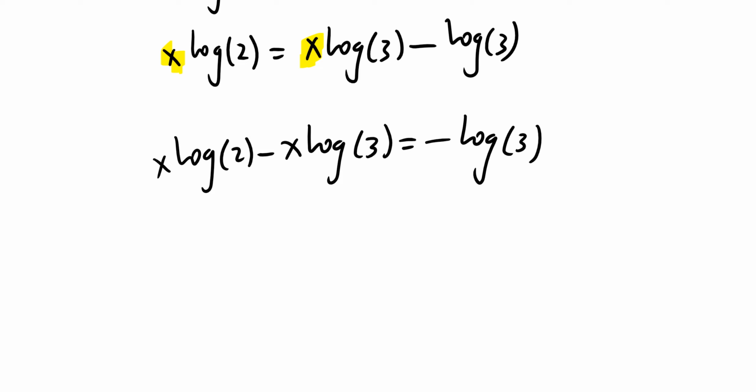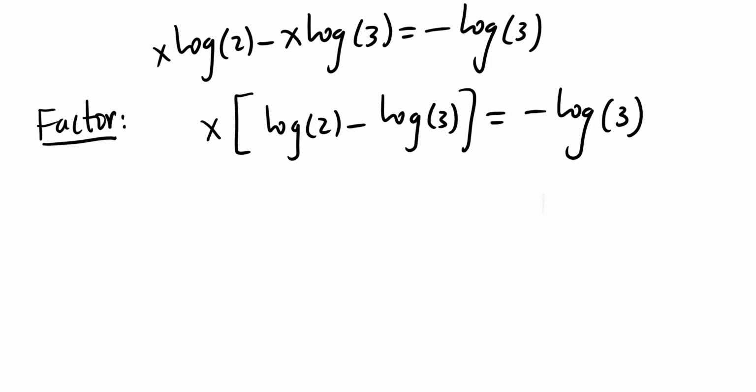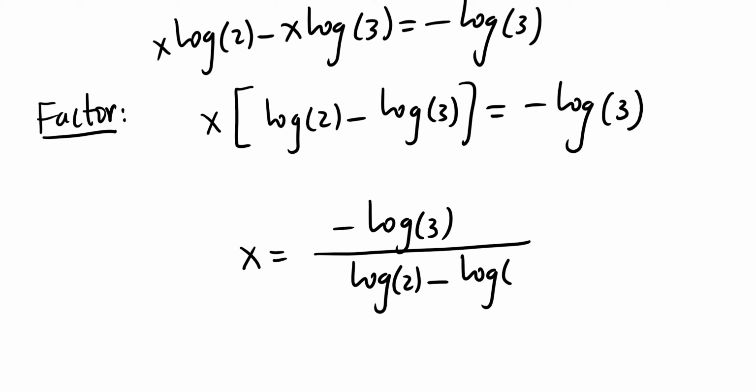By doing so, now we're going to factor. We factor x out. That will leave log 2 minus log 3, and the right hand side stays the same. Then to get x by itself, you divide both sides by log 2 minus log 3. And that's the answer. That's the answer.